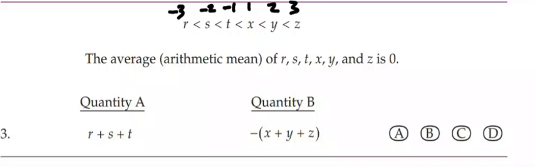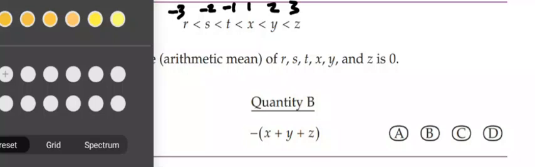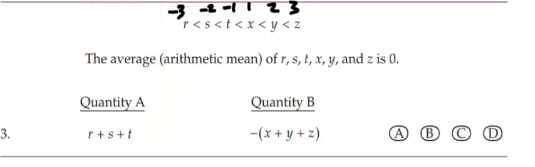Is it possible to vary this number? If we vary this number, can we still get 0? Remember that for you to get 0, it must cancel. You must have equal numbers.